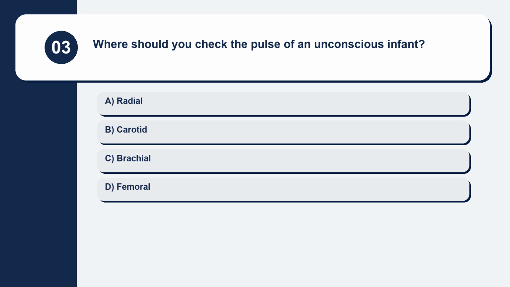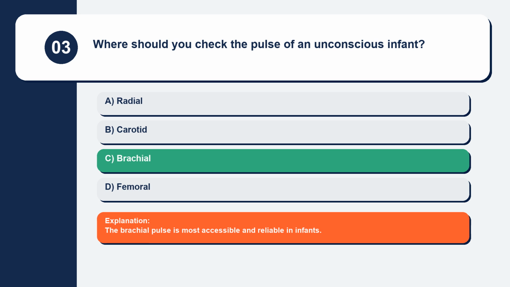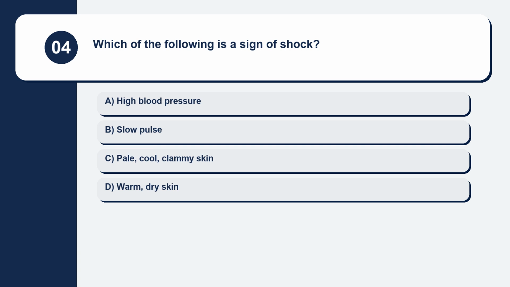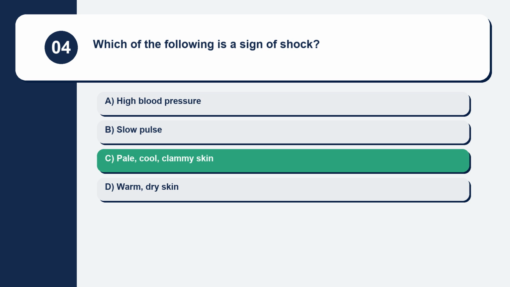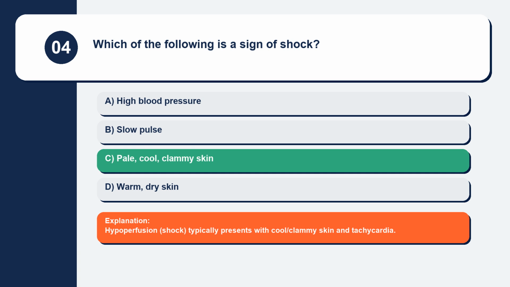Question 3. Where should you check the pulse of an unconscious infant? Radial, carotid, brachial, femoral. The brachial pulse is most accessible and reliable in infants. Question 4. Which of the following is a sign of shock? High blood pressure, slow pulse, pale, cool, clammy skin, warm, dry skin. Hypoperfusion shock typically presents with cool, clammy skin and tachycardia.